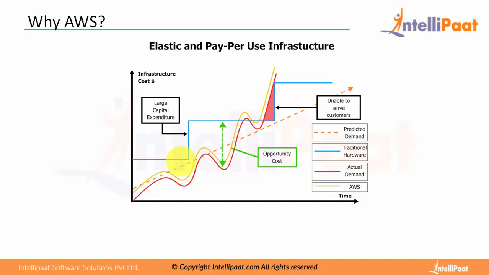If you see, the red line at the bottom is the actual demand, which shows that sometimes you might have 5,000 users, sometimes 50,000 users, sometimes 20,000 users. The demand keeps changing. So during some sale period, the demand might rise. During the non-sale period, the demand might come down. It would keep on happening.